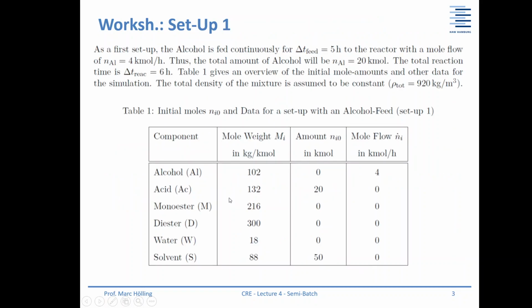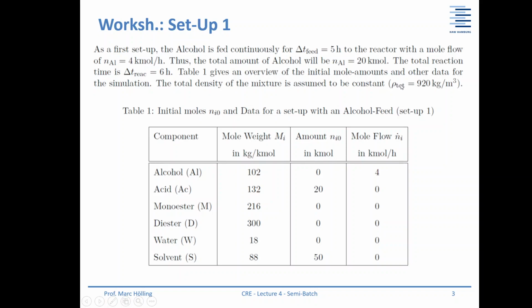Then there were some boundary conditions. Overall there were 3 setups. The first one was you start with a fixed amount of acid and you add your alcohol with a constant flow of 4 kilomoles per hour, and this is for 5 hours, and the total reaction time is 6 hours.